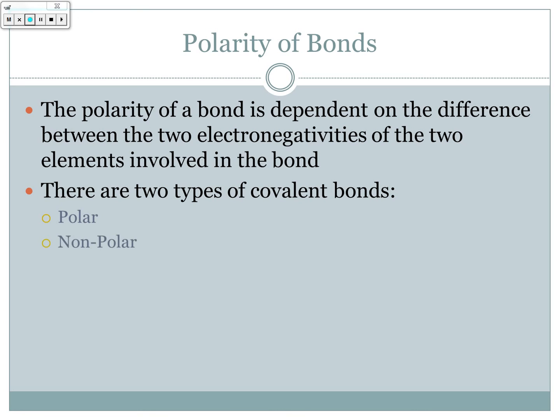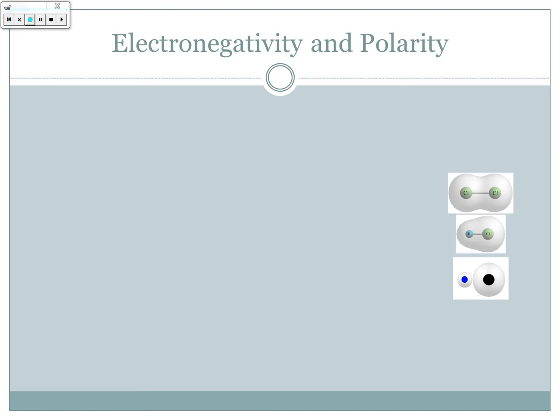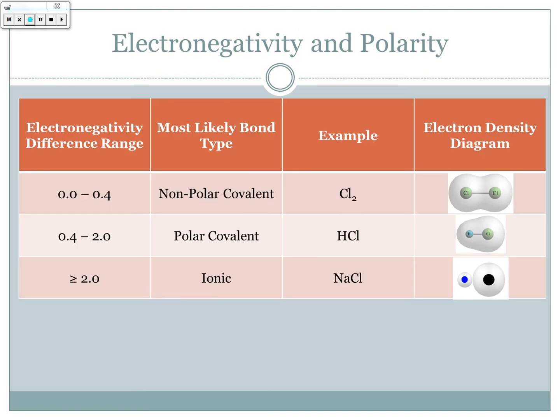A polar covalent bond, you can guess, is going to have a larger difference in electronegativities, and a non-polar bond is going to have not as large of a difference, because you're not creating that slightly positive end and slightly negative end. So let's look at this. We have a table of the types of bonds, comparing them to the electronegativity differences. If the electronegativity difference between the two atoms that are bonding together is between 0 and 0.4, it's going to be a non-polar covalent bond, something that is pretty much equally sharing the electrons.